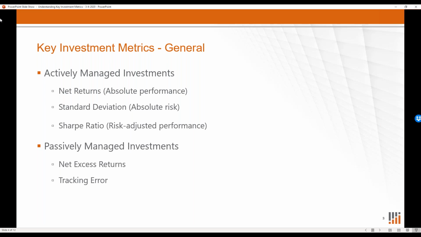So with that background, I'm going to turn it over to Tom, and he's going to go a little bit more in depth and provide us with some examples.